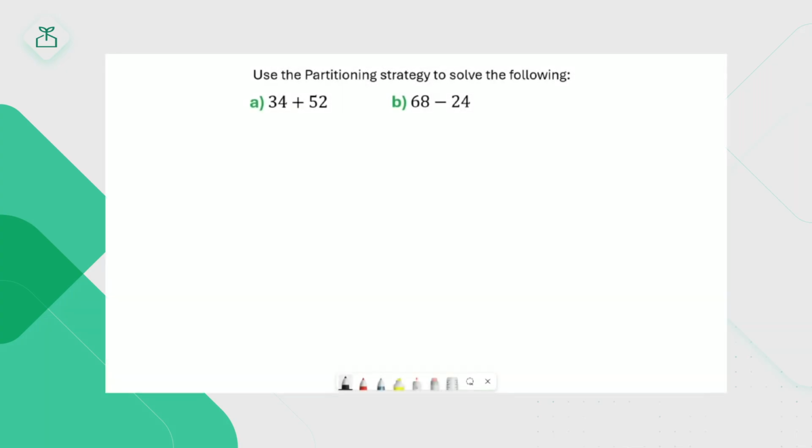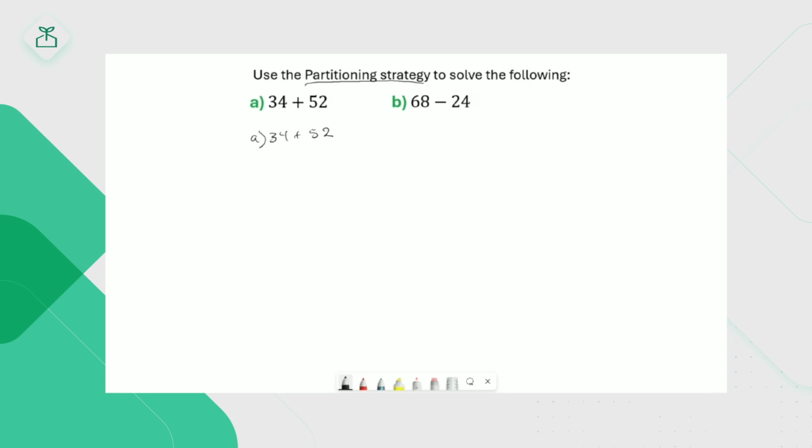Alright, in this video we're going to deal with one of the strategies we can use to make addition and subtraction easier, and that is the partitioning strategy. This is also kind of referred to as just breaking it up, okay? So if we look at our first question, we have 34 plus 52.